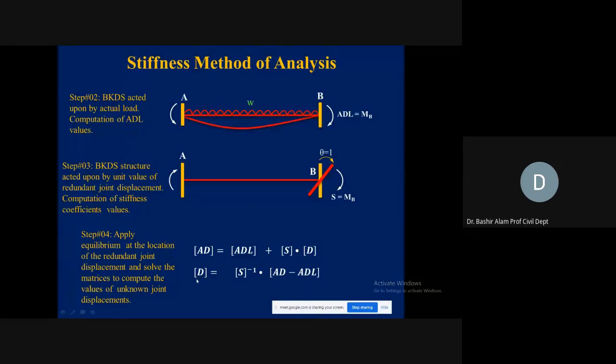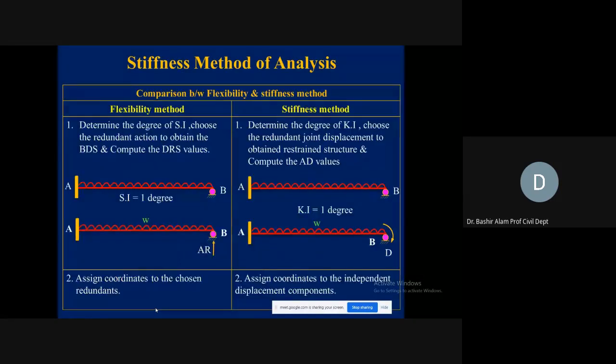So what we can do now is find out this D. Apply the equilibrium condition at the location of the redundant joint displacement and solve the matrices to compute the values of the unknown joint displacement. After solving these simultaneous equations, we find out the unknown joint displacements. Once the unknown joint displacements are known, very easily we can find the various reactions, actions, whatever internal actions you want to find. The rest of the displacements, everything you can find out.